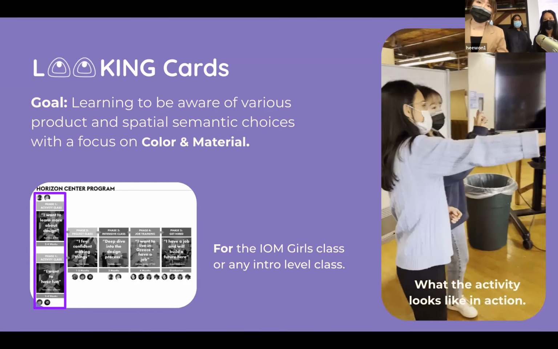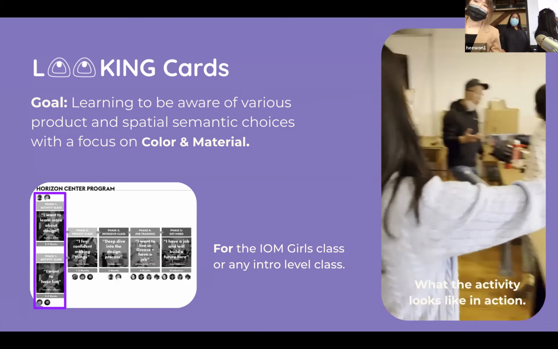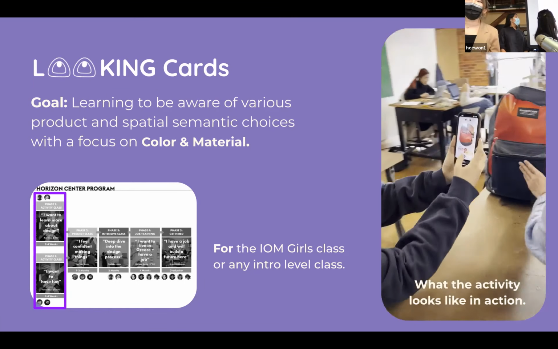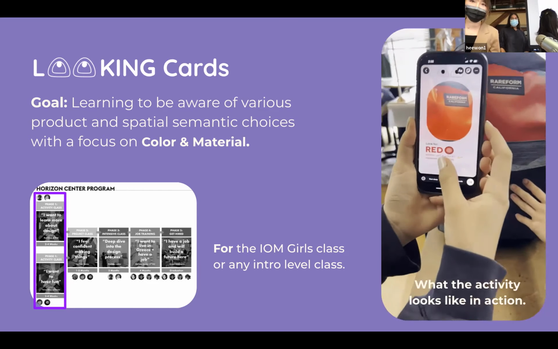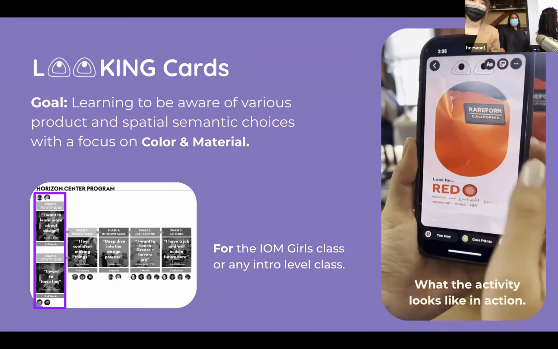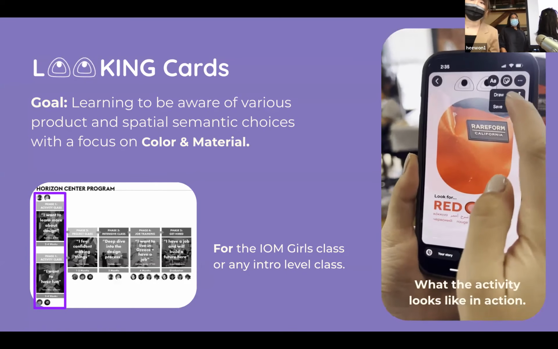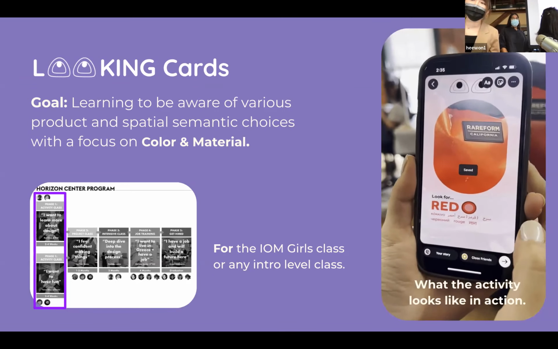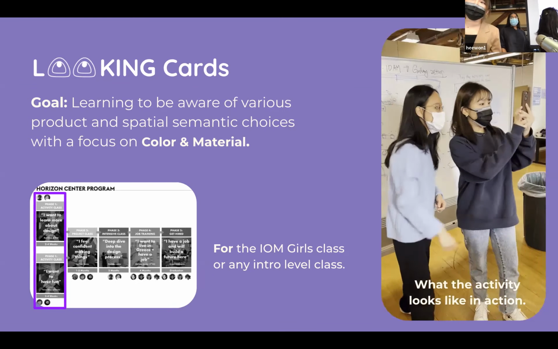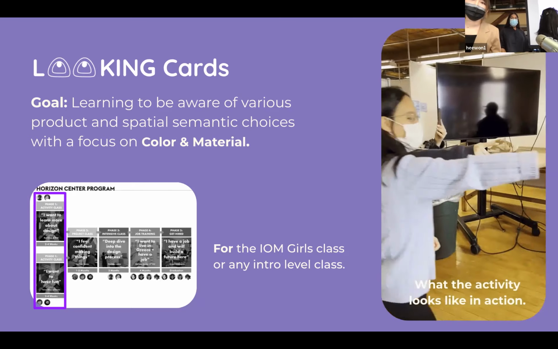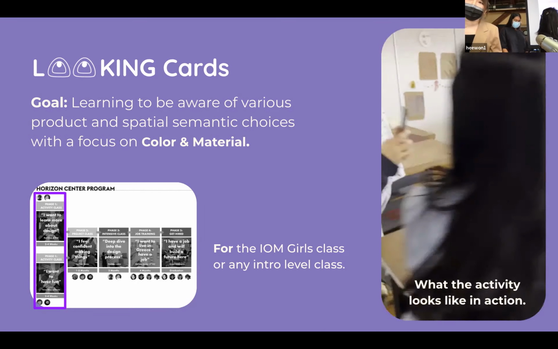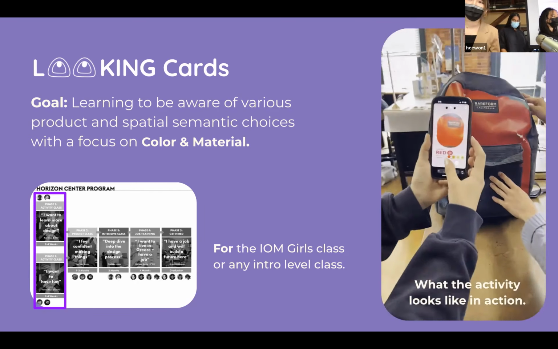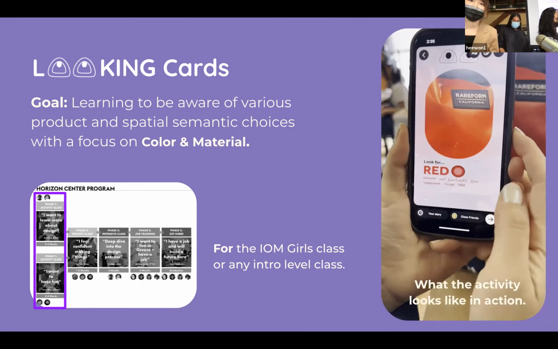So the Looking Cards activity is intended for getting familiar with product and spatial semantic choices with a focus on color and material. This is a class intended for the International Organization for Migration, the IOM girls, or any 45-minute intro class level. The IOM girls are a group of unaccompanied refugee minors, mostly coming from Somalia and Afghanistan.